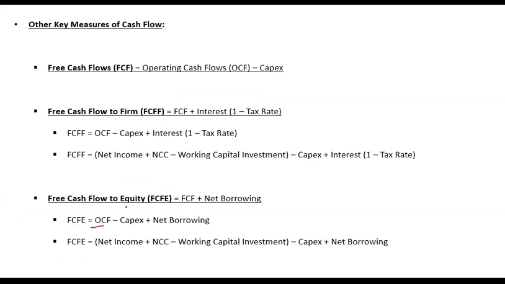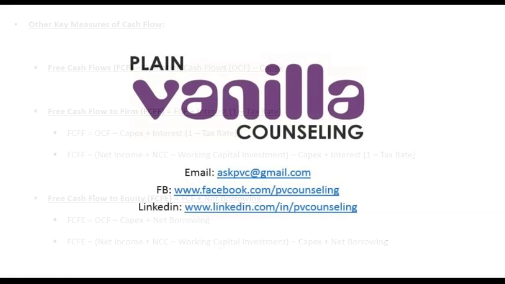So again, OCF minus CFI or capex, whatever you use, plus net borrowing, and then OCF can be further broken down into net income plus non-cash charges minus working capital investment. So this is how you calculate FCF, FCFF and FCFE.